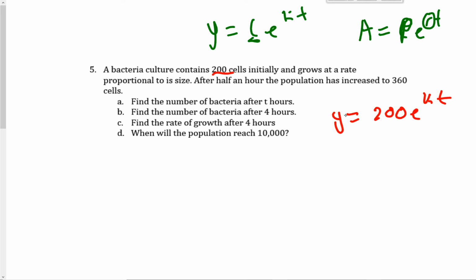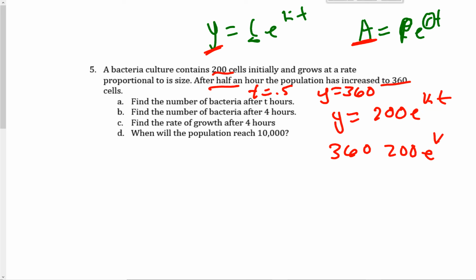Okay, and then it says, after a half hour, so that would be time equals 0.5, our population, which is y, our amount in the count at the end, is 360. So I can plug in 360, because first I have to find out what my k is, and t is 0.5. So I plug that in. This equals here, divide by 200. So we get whatever that is. I don't know. I just leave it. I can just leave it like this.